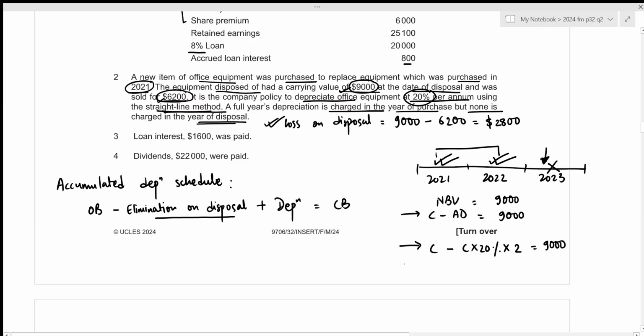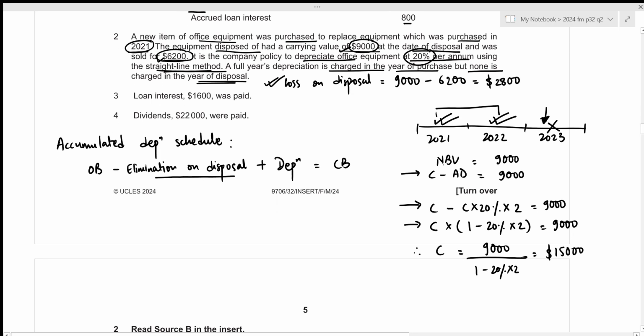Now we can easily calculate the value for cost from this equation. If we take the cost common, that will be 1 minus 20% times 2 will be equal to 9,000. It means that the cost of our disposed equipment will be 9,000 divided by 1 minus 20% times 2, which results in the value of 15,000.